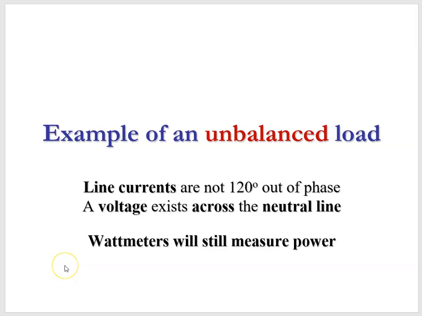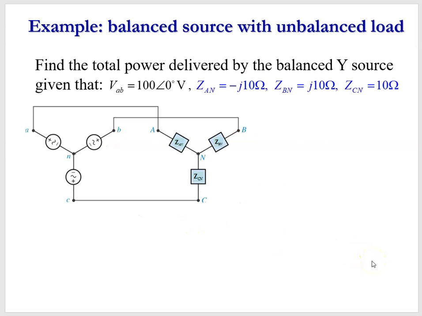Let's look at an example of a three-phase system that's unbalanced. It's unbalanced because of the load. The Y source will still be balanced, but the line currents will become out of phase. The line voltages will still be in phase, and the phase voltages at the source will still be in phase, but the line currents will be out of phase. So there's going to be a voltage that will exist across the neutral line, but the wattmeters will still measure the power, so we'll take a look at that.